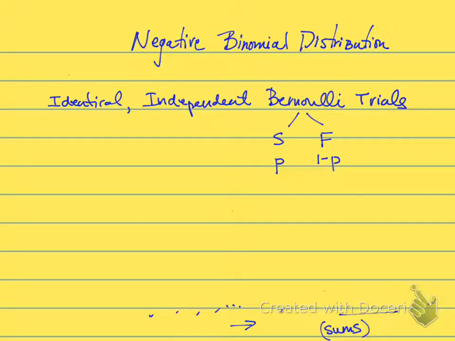Alright, in this video we're going to look at the negative binomial distribution. And again, we are going to start with identical independent Bernoulli trials. And remember that a Bernoulli trial is a trial where there are exactly two outcomes. We label one as success with probability P and the other as failure with probability 1 minus P.